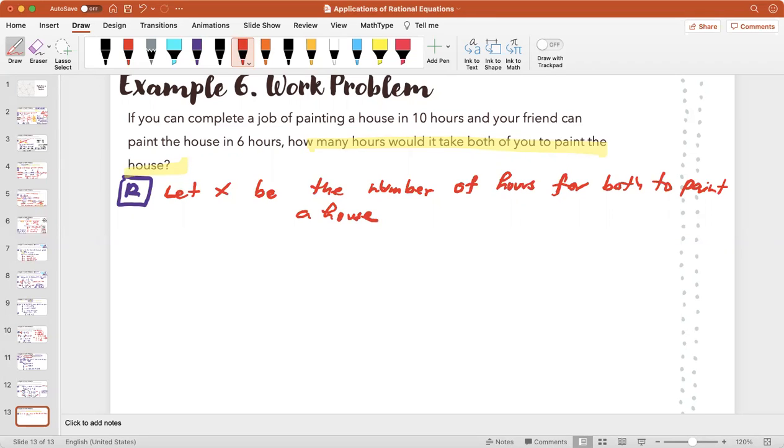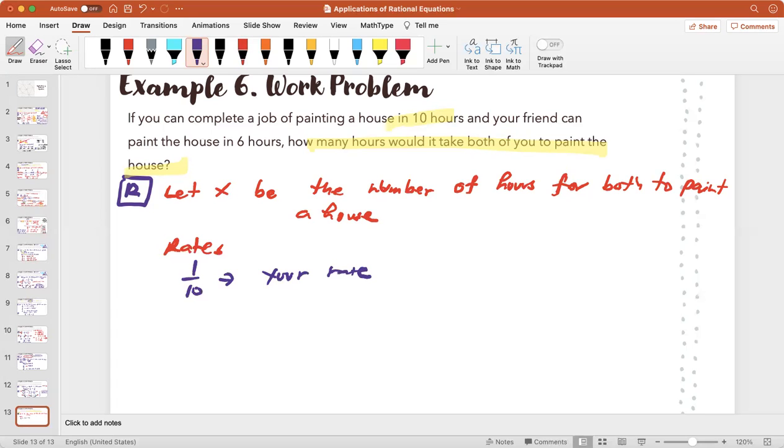Let's find the rate. So what are the rates here? Let's find the first rate. If you can complete painting a house in 10 hours, what is your rate? 1 over 10. So your rate would be 1 over 10.